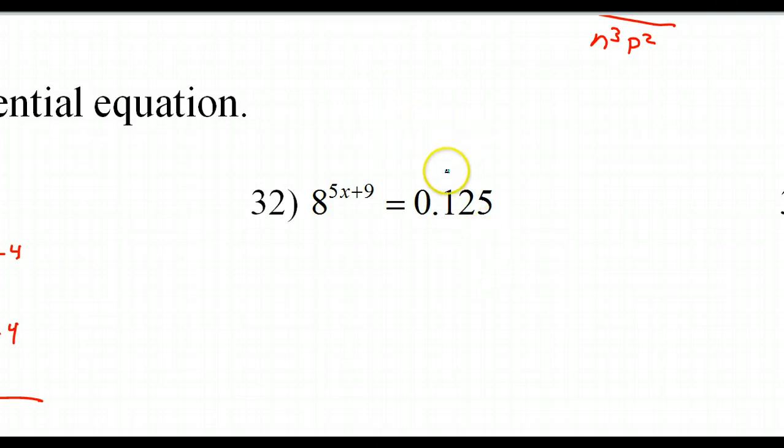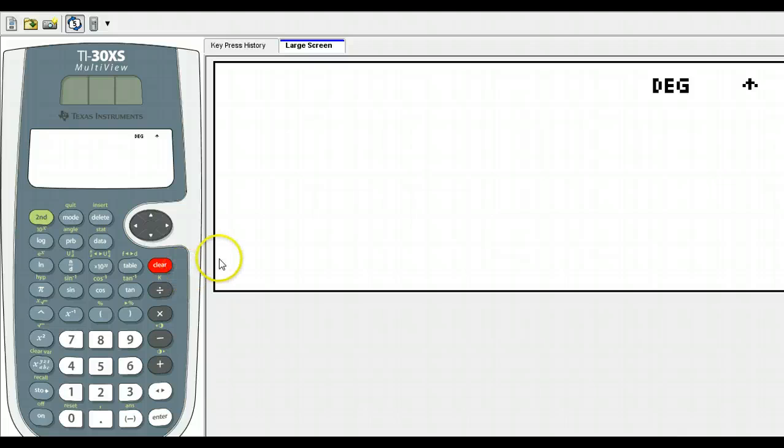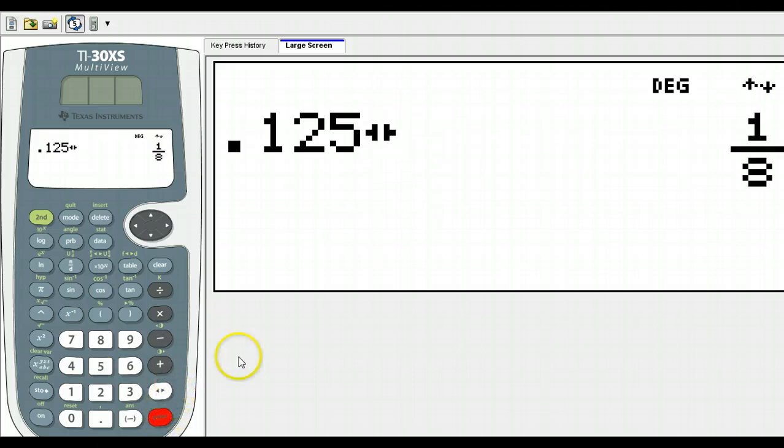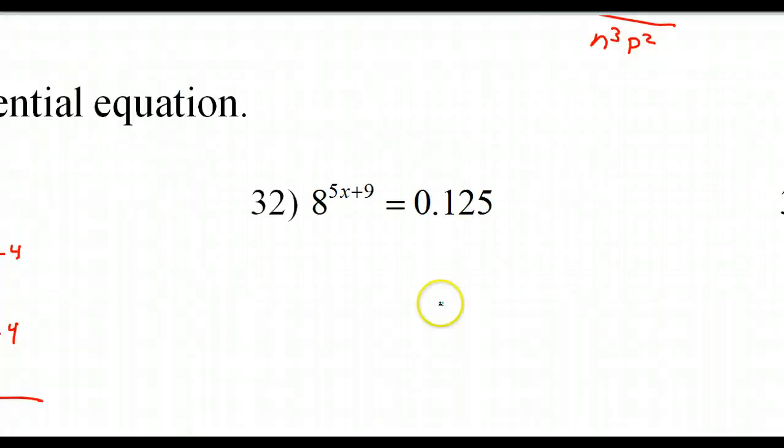Now, 0.125. I really need to see this as a fraction. Let's use the calculator to be sure. So 0.125, if you go to your TI-30XS MultiView and type in 0.125, and then hit toggle and enter, you realize that that is 1/8. So we're going to use that.